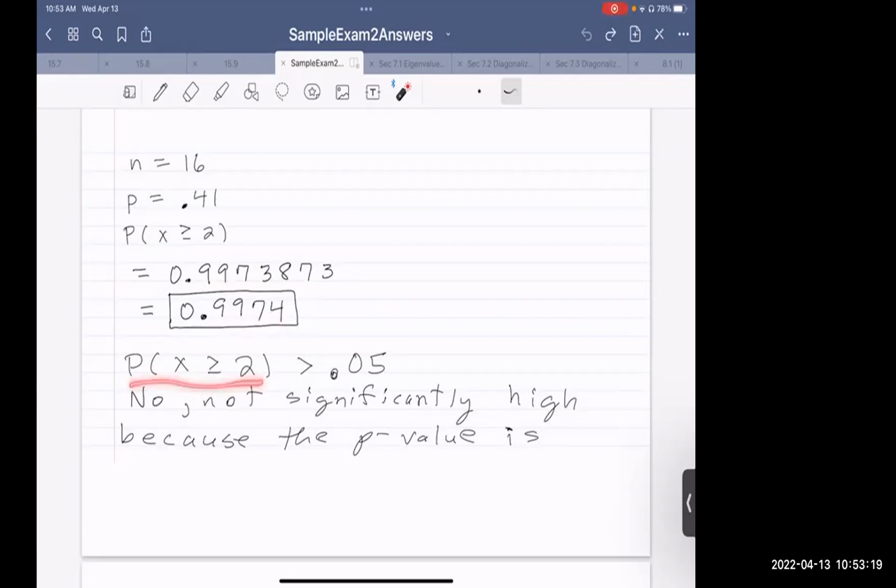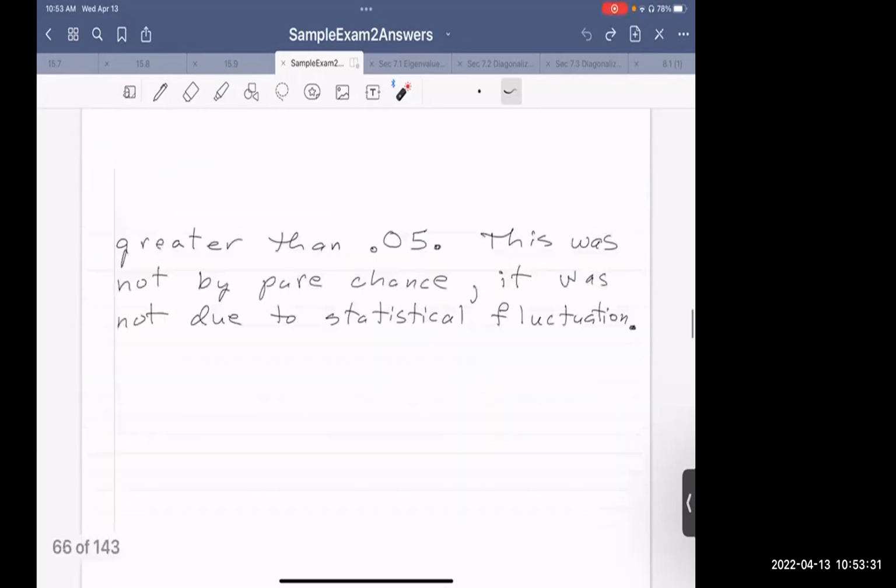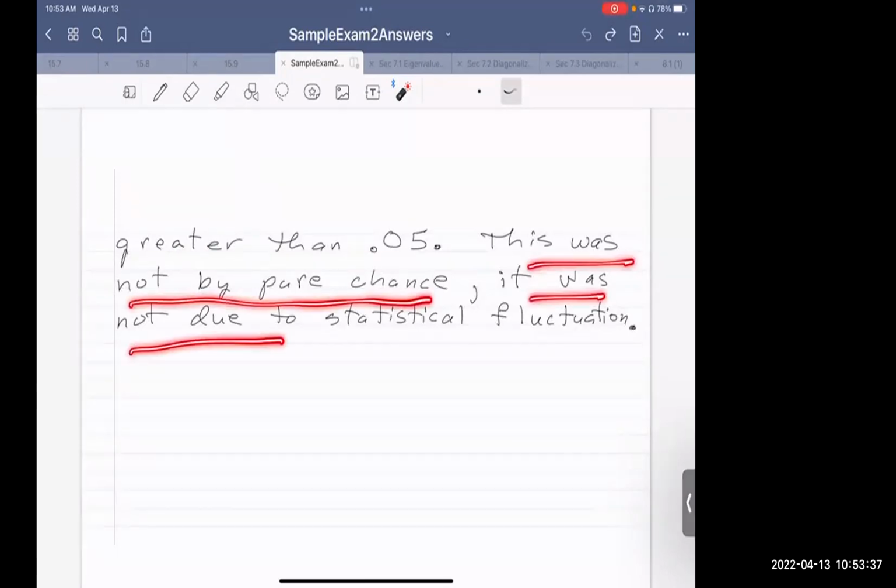Since the probability x is greater than 2 is greater than 0.05, then we have that no, this is not significantly high because the p-value is greater than 0.05. This was not by pure chance. It was not due to statistical fluctuation.